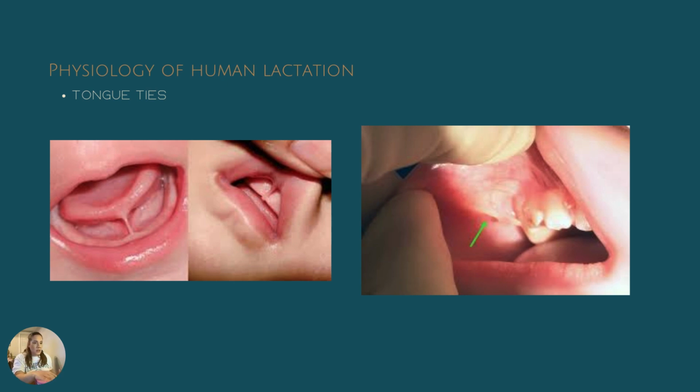And again, a lot of oral exercises can be practiced by a speech therapist, physical therapist, occupational therapist, osteopathic manipulative medicine, OMM, and also lactation consultants, where we do exercises to stretch out or give a little bit more flexibility to that membrane of the lip and of the tongue.